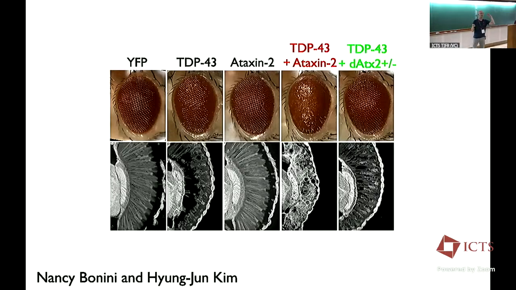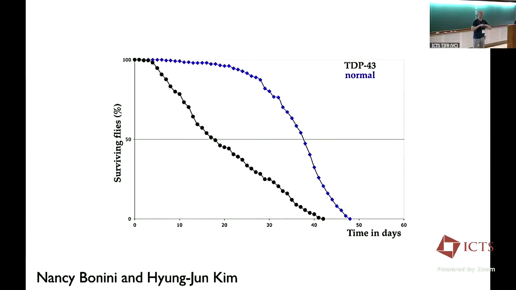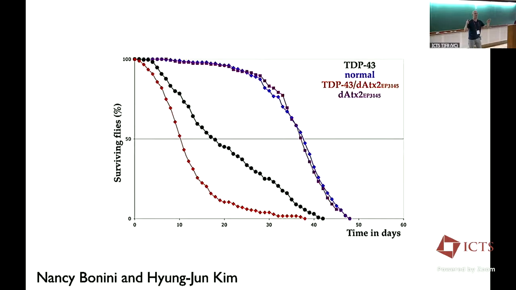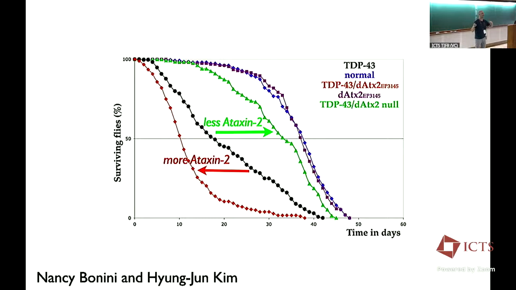And then when I lower ataxin-2, in flies, ataxin-2 is essential, so you can't get rid of it. But if you lower it by a half, this is suppressing the eye phenotype. Now, if we just direct the transgenes and express it throughout the whole nervous system, the flies live shorter when they express TDP-43. They don't live shorter if you overexpress ataxin-2 by itself, but together with TDP-43, they live even shorter, and then we can extend survival by lowering ataxin-2 in TDP-43 expressing flies.